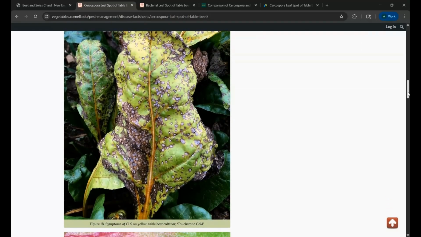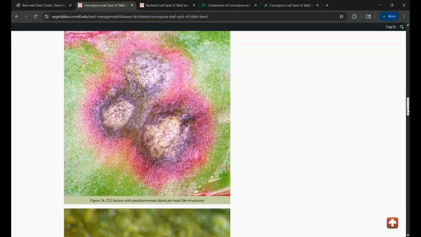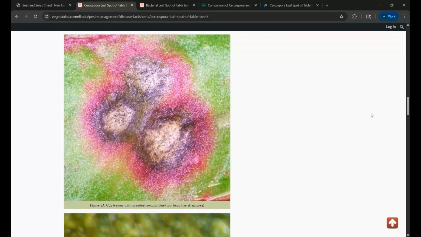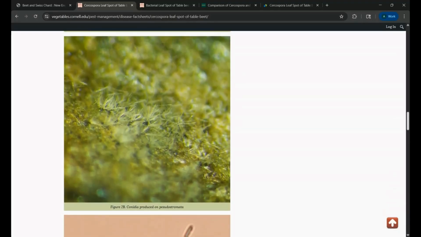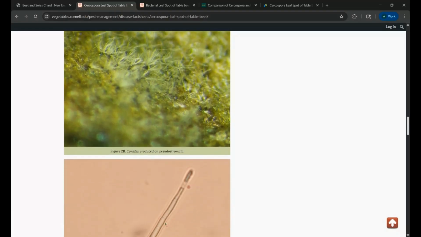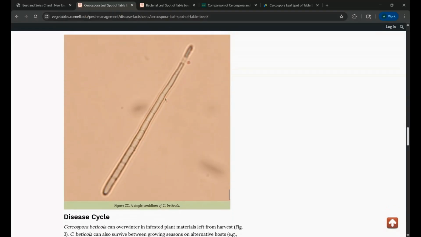Here's some more. What's a pretty bad infection? If you zoom in to these lesions, you'll see these pseudostromata, these little black pinhead-like structures. And if you get really nerdy, you might hear a plant diagnostic professional say, take that leaf inside and put it in a plastic bag. And so within a day or so, in that nice humid environment of a plastic bag, you might see those conidia produced in the pseudostroma. So those little black pinheads will burst forth with these conidia, which is another fungal structure. There's a zoom in on the conidia.